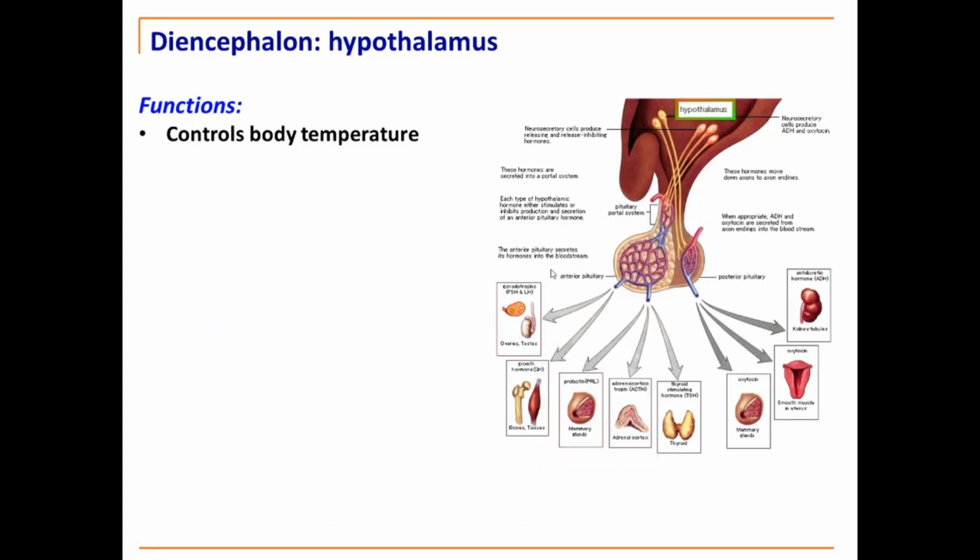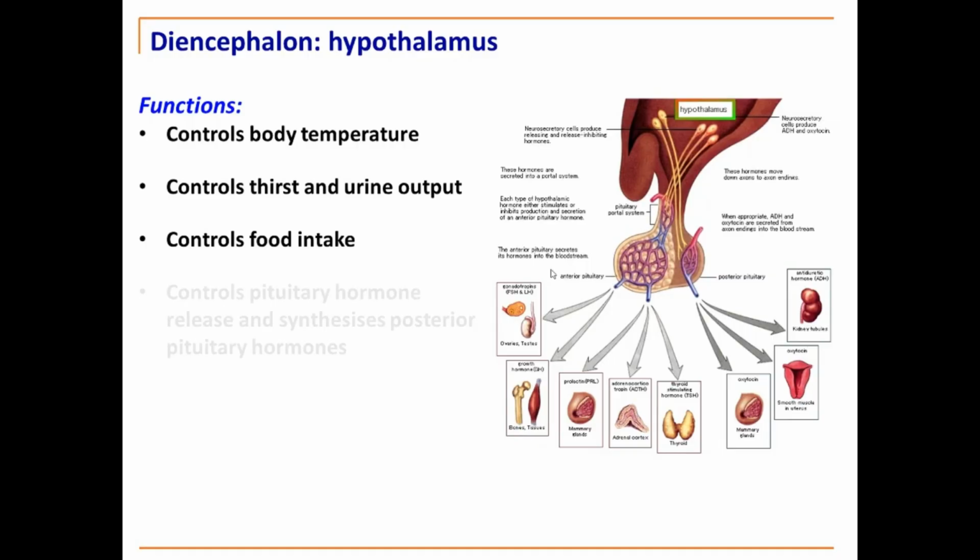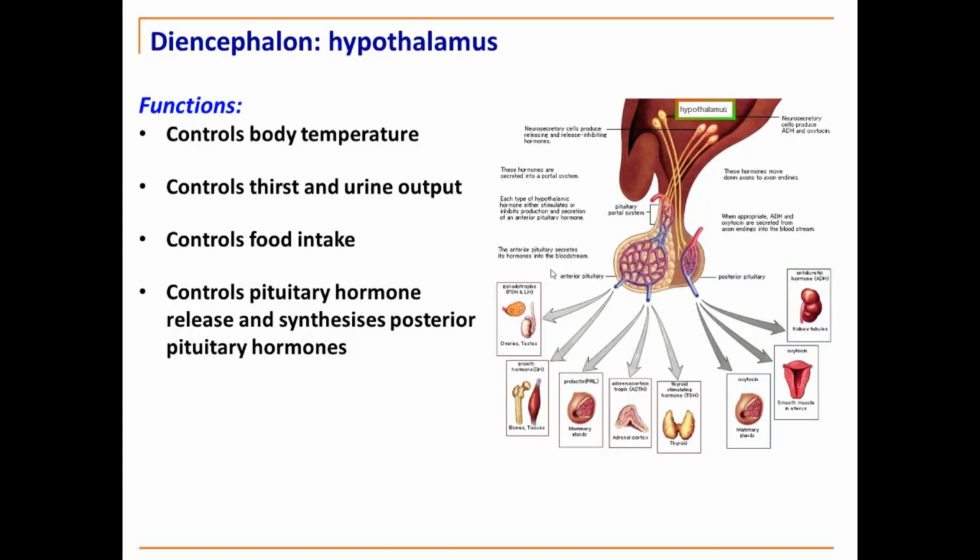So like I said, some of the roles that it has, it helps to control your body temperature. That's the example that I've already given you. It helps to control thirst and urine output through the synthesis of antidiuretic hormone and its subsequent release from the posterior pituitary. It helps to control food intake. You have fullness and hunger centers that are present there. It controls, as we've talked about, pituitary hormone release and synthesizes posterior pituitary hormones.